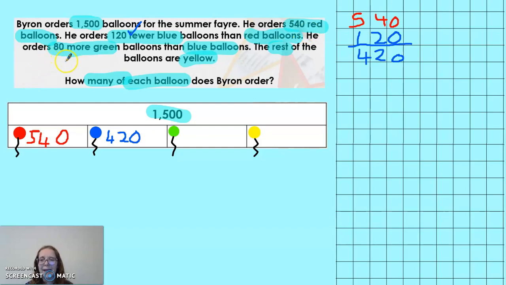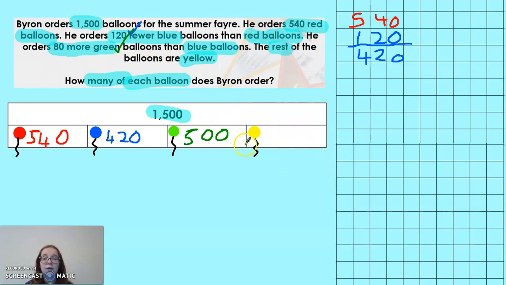Okay, he orders 80 more green balloons than blue balloons. 80 more, so I know my number's going to get bigger from here. So I'm going to have to add on 80. Now I could work this out over here again. However, I know that 20 add 80 is 100. So because of my number bonds to 100, I know that 420 add 80 is going to be 500. So I'm going to pop that straight into my green box here. I know that there are 500 green balloons. I can give that a little tick as well because I've worked out how many green balloons there are.